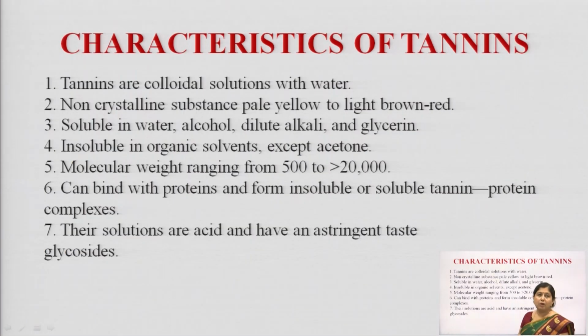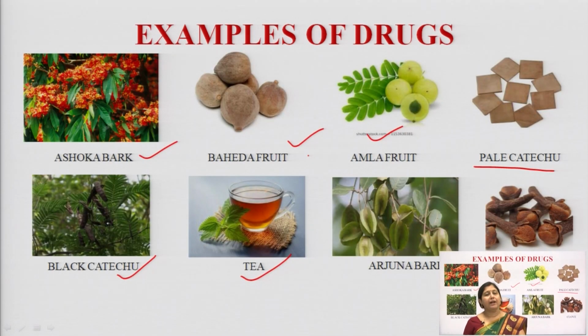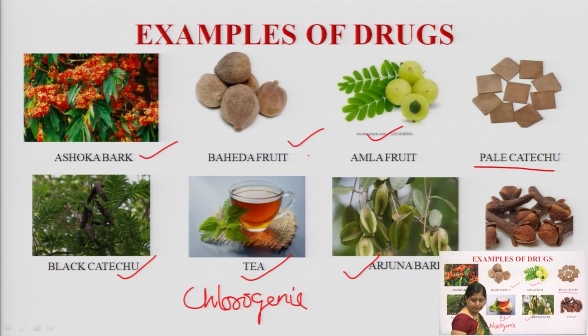Then we have tea. We know that tea has a stimulant effect. The stimulant effect is due to the alkaloid caffeine, but the color of the tea which we can see is due to the tannins. Then we have the Arjuna bark, which is a very good tonic drug, and we have many formulations like Arjunarishta, which is used by Ayurvedic practitioners for treating cardiac issues. And lastly, the clove or long, which has a crimson red color, and this dark color is due to the tannins present in the form of chlorogenic acid.